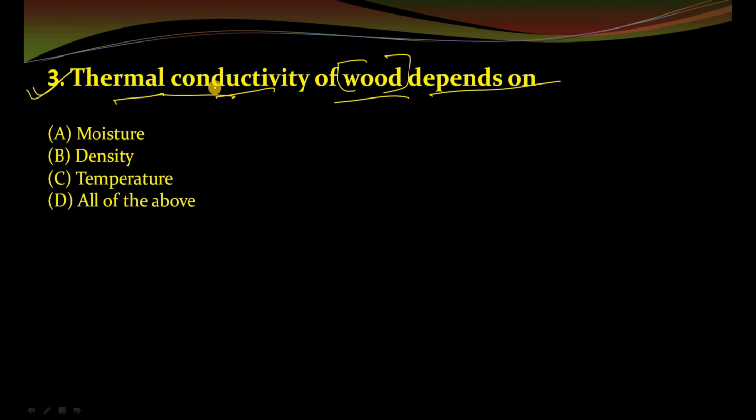We are talking about thermal conductivity of wood. And what is thermal conductivity? Thermal conductivity tells us about the ability of the material, and here the material is wood, to conduct heat. The ability of the wood to conduct heat is called the thermal conductivity of the wood. So if I am talking about the ability of wood to conduct heat, definitely it will depend on moisture as well as density and the temperature as well. That's why the right option will be all of the above.